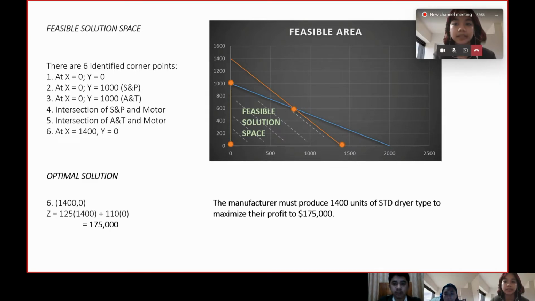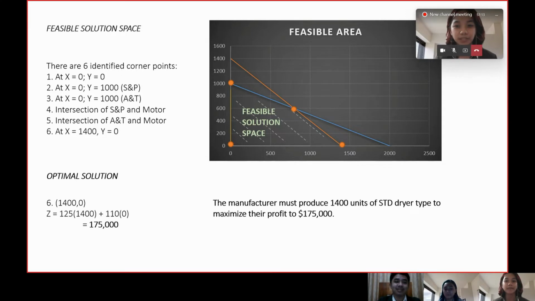The third step in profit maximization is to identify the feasible solution space. In profit maximization, we get the feasible area from the smallest lower left-hand corner in the graph, which is, in this case, the highlighted area here. So there are 6 corner points identified. Each of these corner points' coordinates will then be substituted into the problem objective in order to get the optimal solution. In this case, the most optimal solution is the 6th corner point, which is at x equal to 1,400 and y is equal to 0.